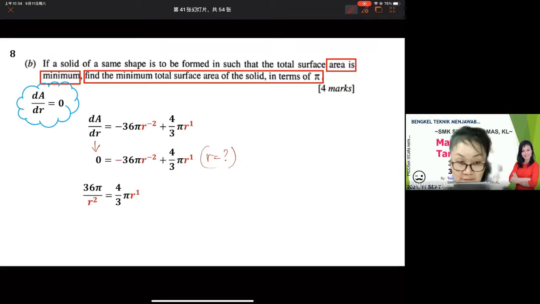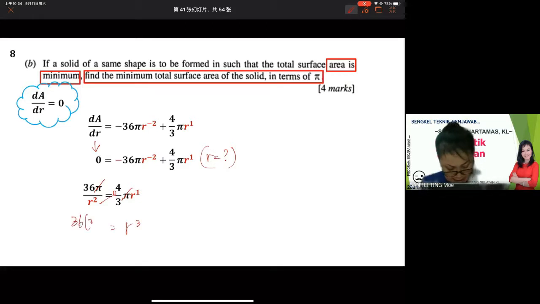Can you give me the value of R? You work it out and I want to see. Okay, first of all, you cancel the pi so that it will not affect your working. Secondly, you bring the R squared onto the other side, you get R power 3 will be equal to 36 times 3 divided by 4. Must be very fast. So what is your R? Work it out.